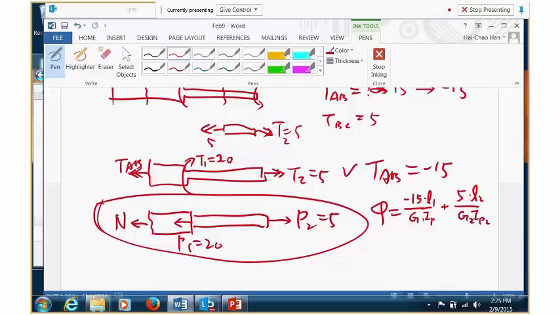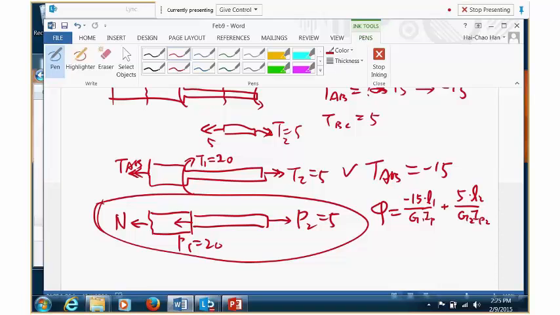Yeah. T1 and T2 are both positive, even though they act in different directions? No, they're not both positive. In terms of the equation of equilibrium, one is positive, one is negative. But you said T1 equals 20, T2 equals 5. Yeah, I'm saying T2. Okay, T2 is 5 going this way.